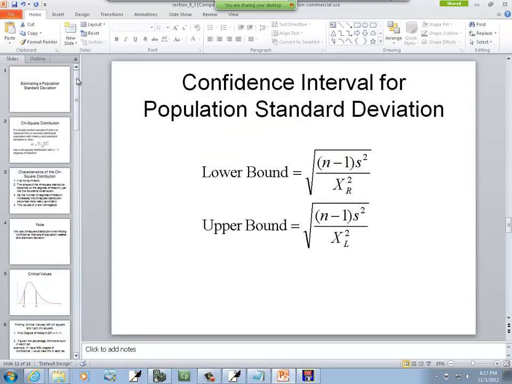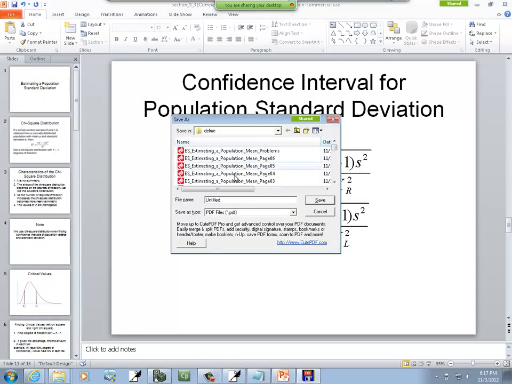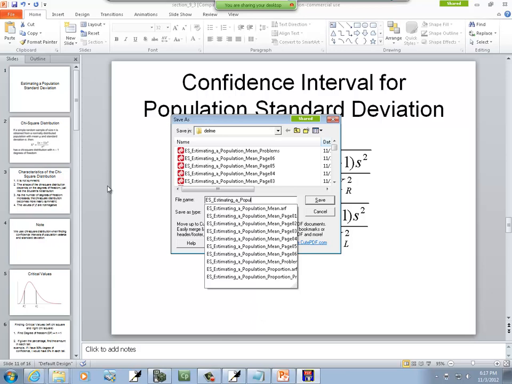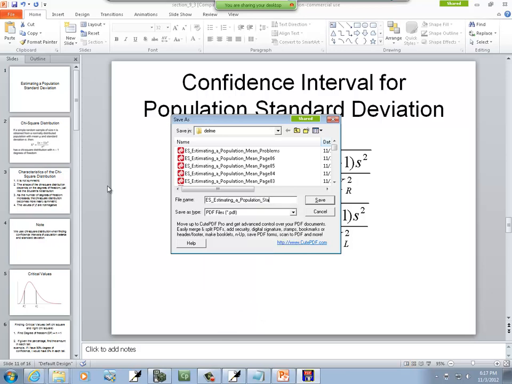What in the world is this called? Estimate the population standard deviation. Yes, estimating a population standard deviation. Page 01.pdf.